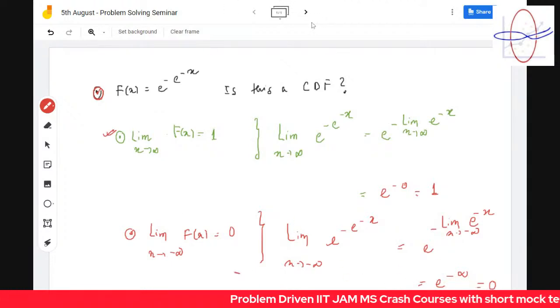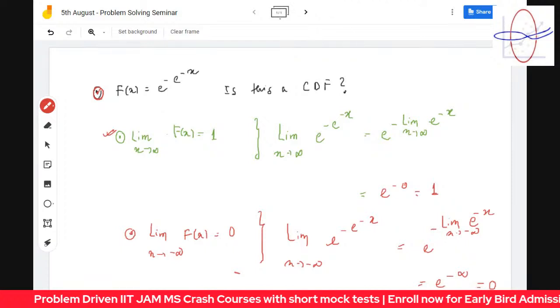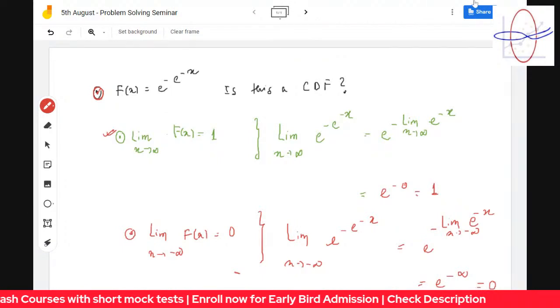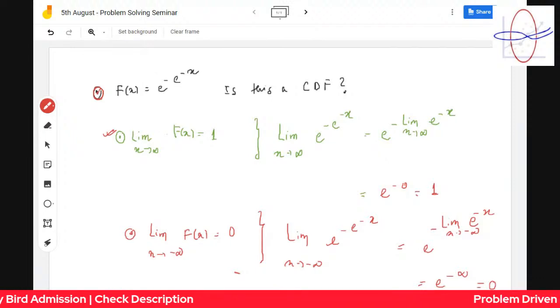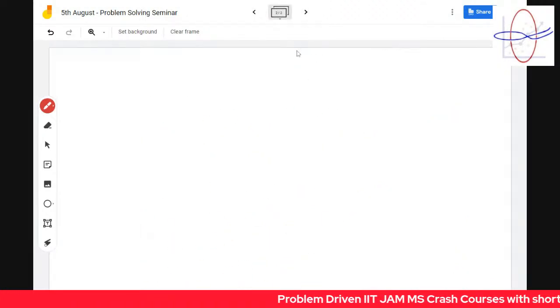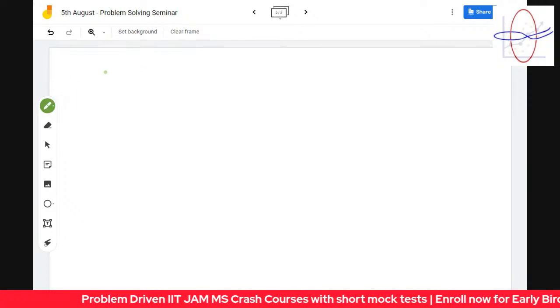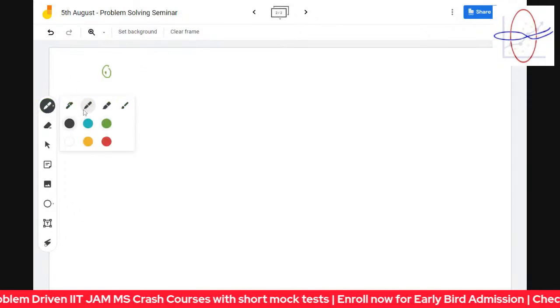Does the limit of F(x) equal to 1 as x tends to infinity and equal to 0 as x tends to minus infinity always mean that it's a CDF? No. There are other properties. What are the other properties? Let's check it out.